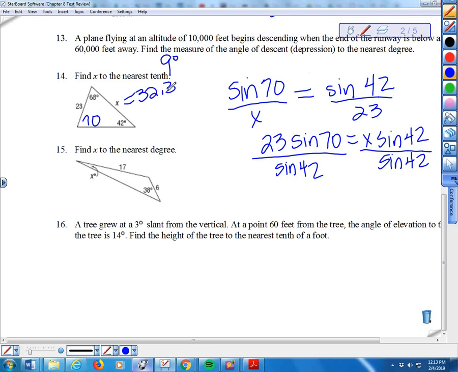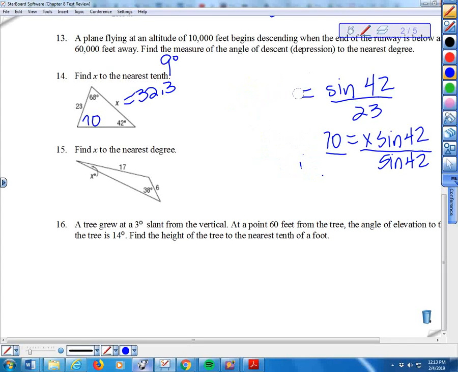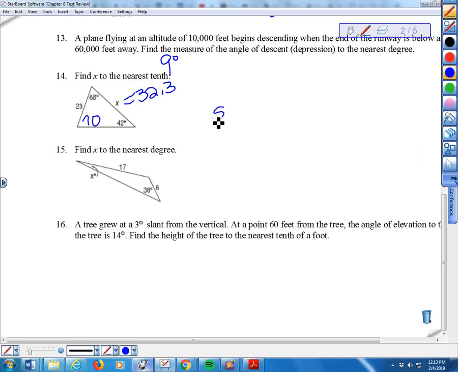This one, I can do the same thing. I can use law of sines. The thing that's missing this time is the angle, so I know I'm going to use an inverse trig function to find it. Sine x over 6 equals sine 38 over 17. So when I multiply both sides by 6, I get 6 sine 38 divided by 17. Sine of x is equal to that, so inverse sine of that answer is 12.6. Nearest degree, 13 degrees.